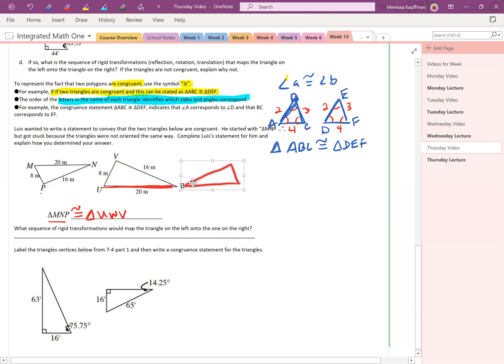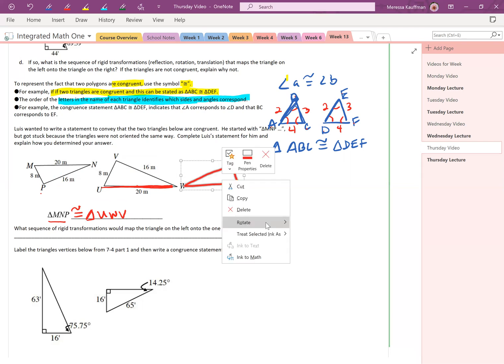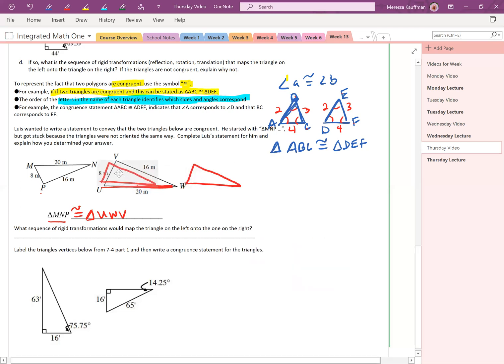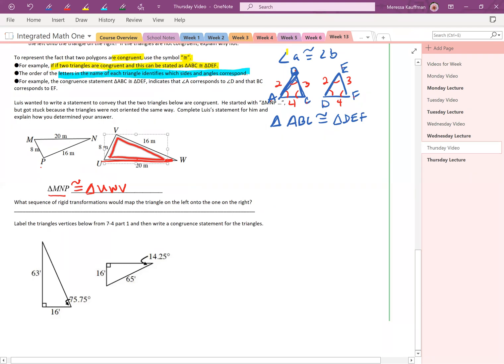So what would I do next? I did rotate it. It's almost there, but what do I need to do? I need to flip it. So it's going to be a rotation and then a reflection in order to get these to line up. And there's 20, 16, and 8. So remember that when we are writing these congruent statements out, the letters have to match up or correspond to those sides. And you'll get another chance to do this on this problem down here.